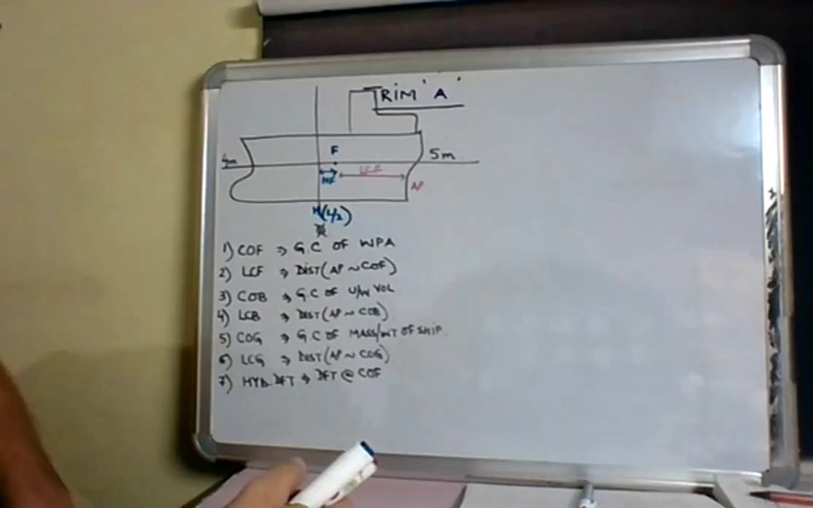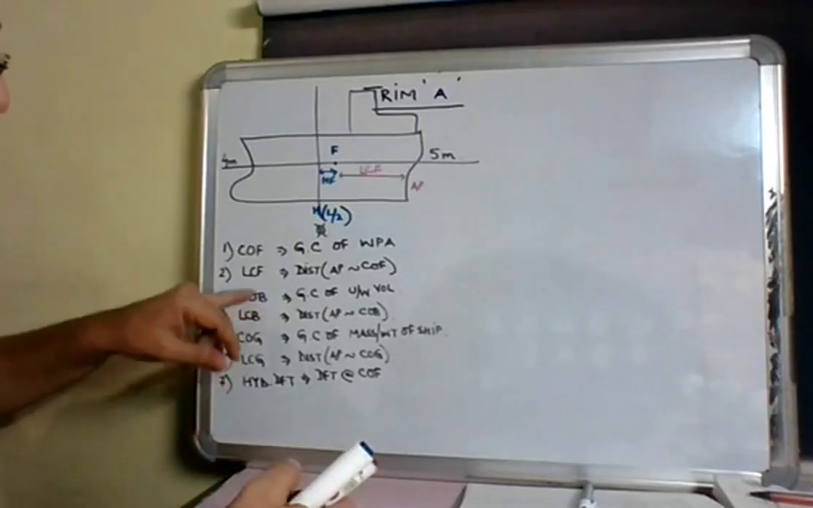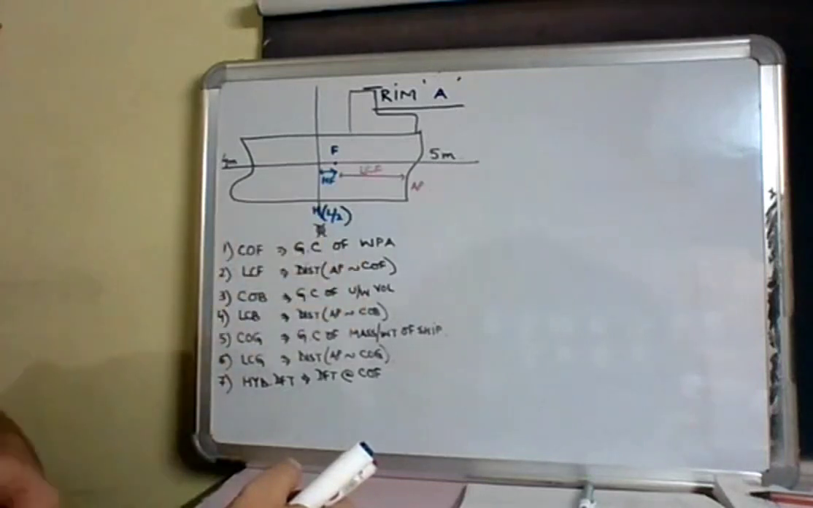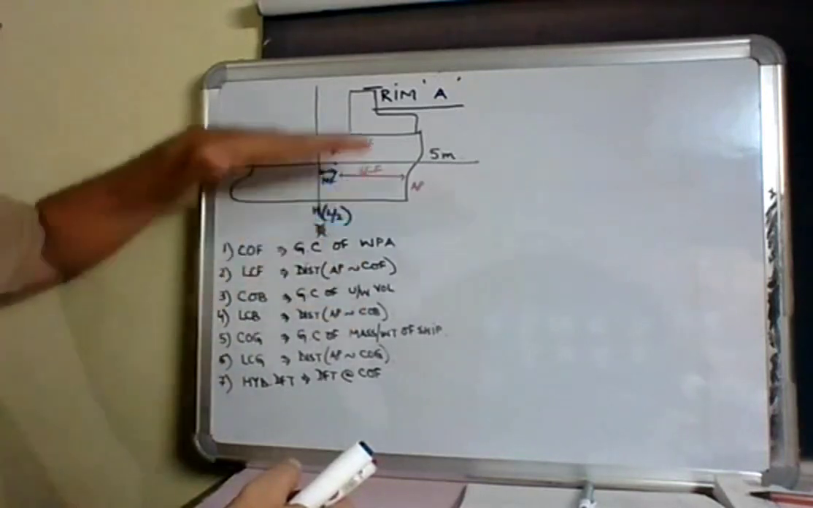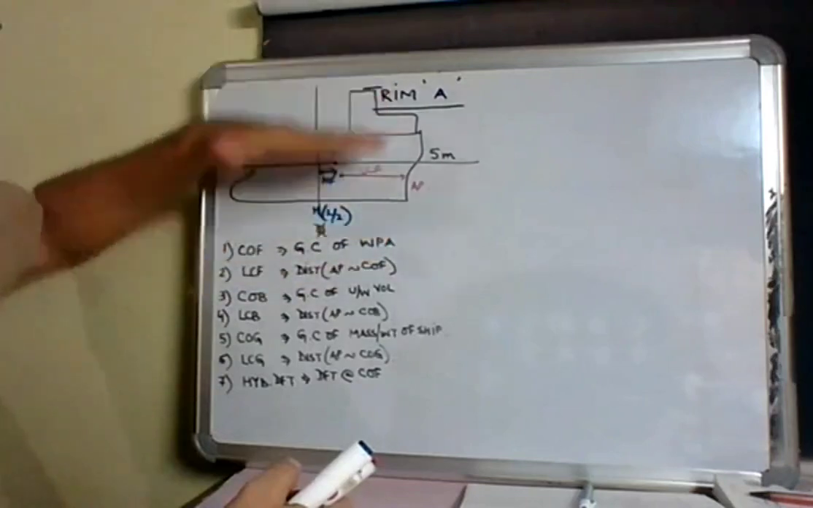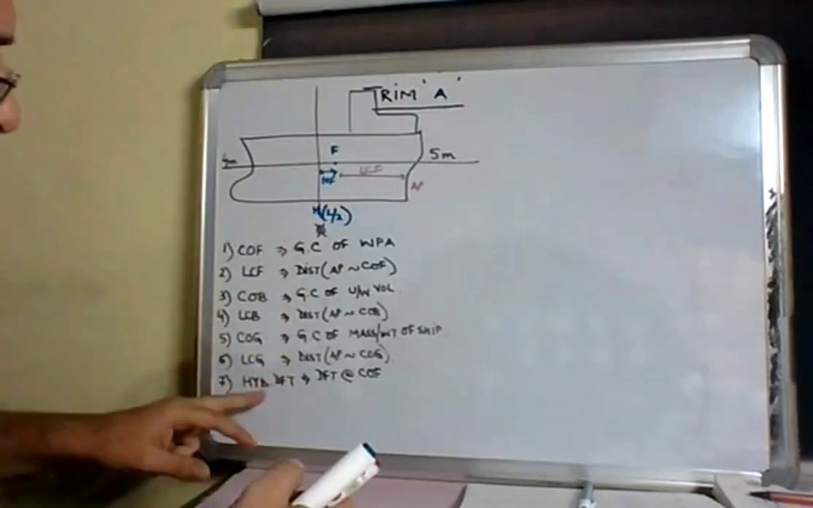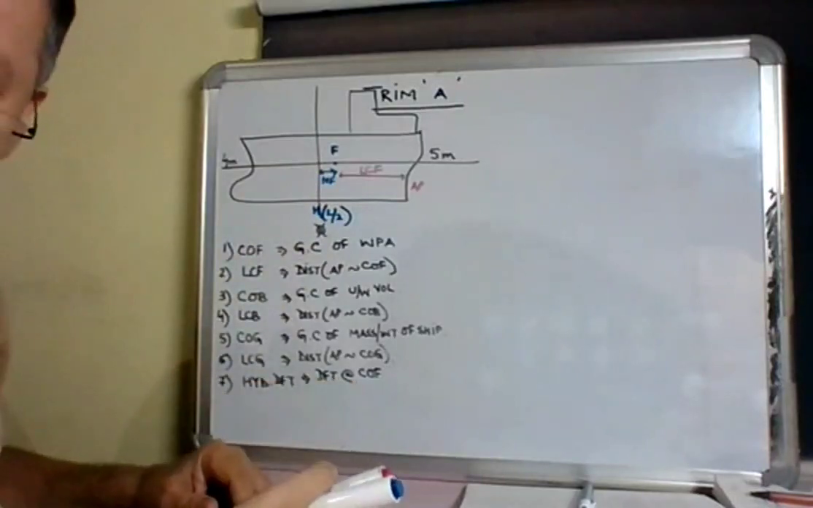Now, the center of flotation will keep changing as the water plane area changes. As the draft keeps changing, the location of the center of flotation will change, and therefore the hydrostatic draft will also change.